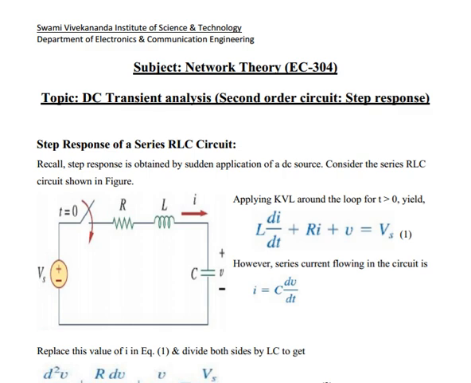That means the responses are either overdamped, underdamped or critically damped. Now, this is the circuit diagram. We have a source that will connect at t equal to 0 to this RLC series circuit.